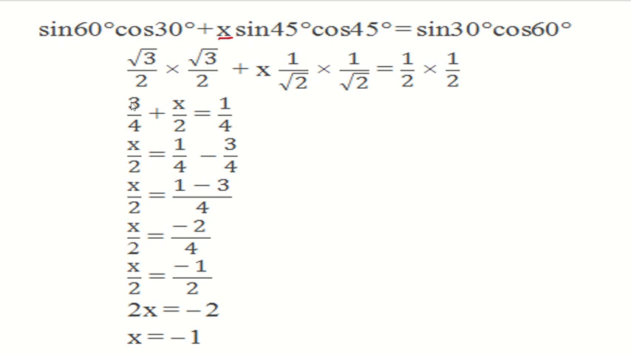Root 3 into root 3 will turn as what? 3. 2 into 2 will be 4 plus x. So 1 into 1 is 1. Root 2 into root 2 is 2. So it is x by 2 equal to 1 into 1 is 1. 2 into 2 is 4. Right? 1 by 4. So x by 2 equal to 1 by 4 minus 3 by 4.